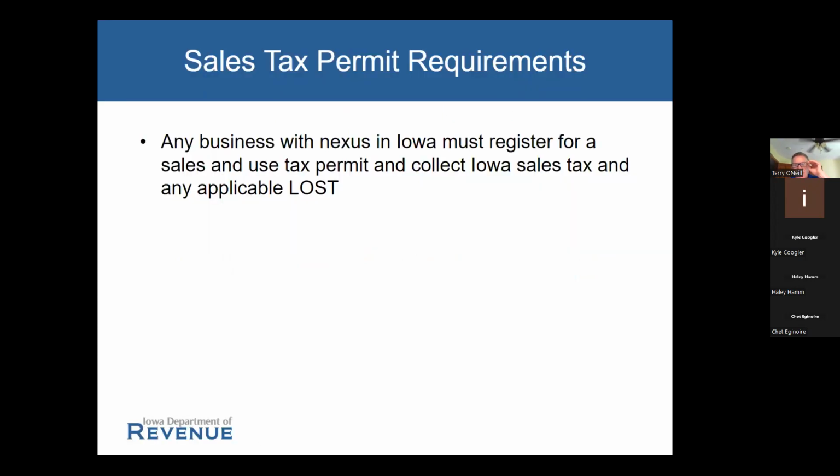Permit requirements. Okay. Any business that has Nexus, either physical Nexus or economic Nexus, must register for a sales and use tax permit and collect Iowa sales tax and any applicable local option sales tax as well. Remember, I said if you are required to have a sales tax permit, you're going to have to collect any applicable local option sales tax as well. It does not apply to use tax, only applies to sales tax transactions.